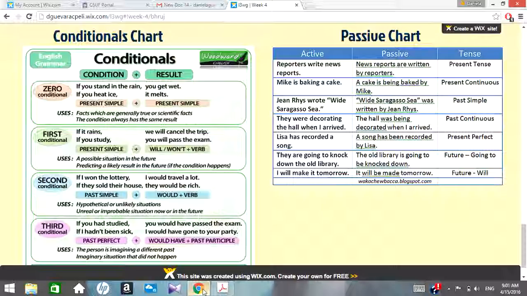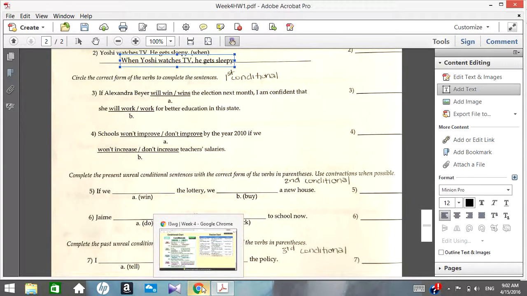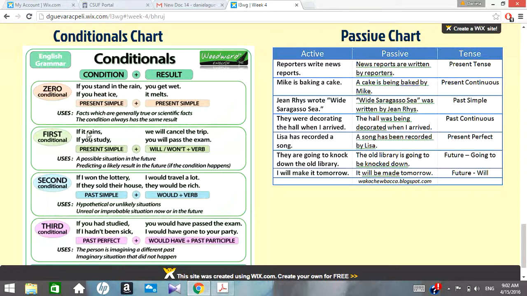So remember from our chart here that most of the time when we have the first conditional, the if clause, right, that's the part that has the if in it, it's in the present simple, and then the second clause is going to be using will or won't, and then the main verb. So here, if Alexandra Bayer wins the election next month, I am confident that she will work for better education. So we have if Alexandra Bayer. Okay, if you're still confused, go back. So remember the if clause here, it takes the present simple.